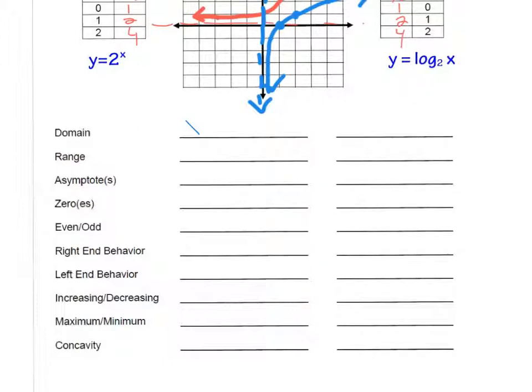Okay, so for domain, for the exponential, x is all reals. The range is y is greater than 0. The asymptote is y equals 0. And the y-intercept is the y value of 1. It is not odd or even, meaning y-axis or x-axis symmetry.